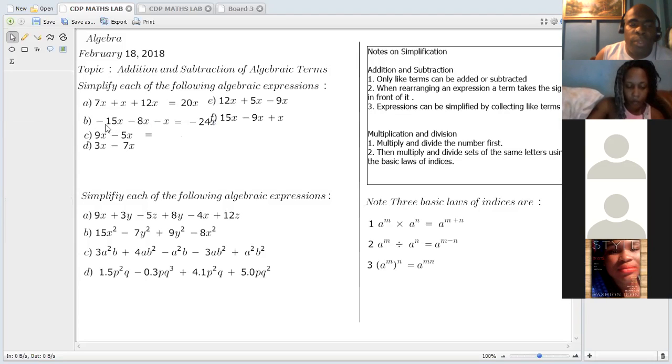Now, when you see everything in negative, all the like terms can be added or subtracted. When rearranging an expression, a term takes the sign in front of it. Expressions can be simplified by collecting like terms. Now, when everything is in minus, you basically add up everything, and then you put back the sign. It takes a sign, right?